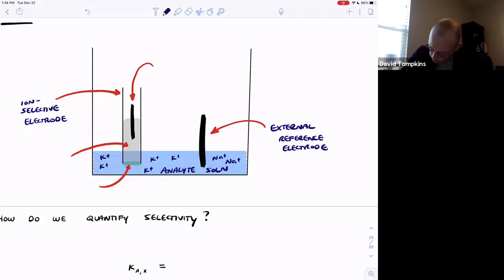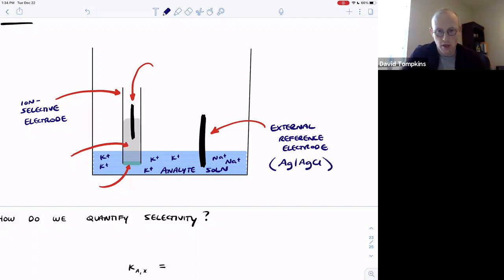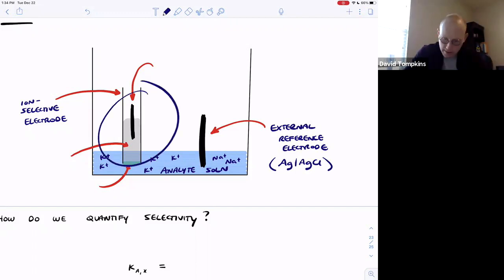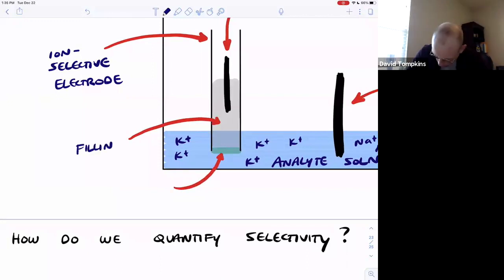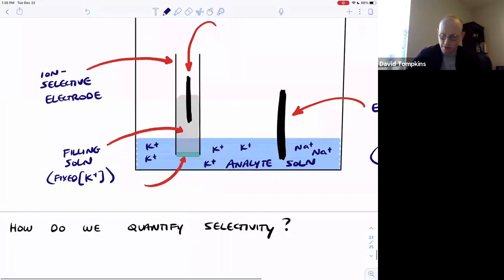And this external reference electrode is often a silver chloride reference, which we've talked about in previous potentiometry videos. Inside of the ion selective electrode, there's a filling solution that's indicated in gray here. And that filling solution has some fixed known concentration of potassium and other ions as well.